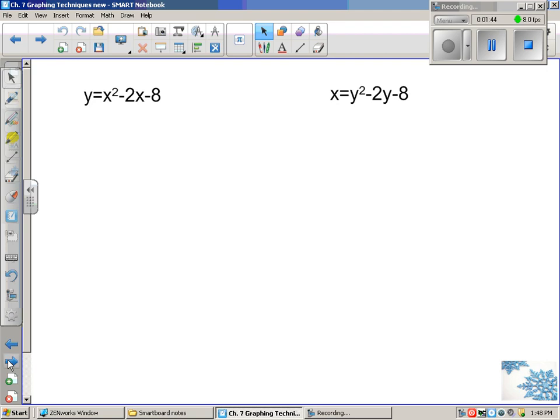One, of course, says y equals x squared minus 2x minus 8, and the other one says x equals y squared minus 2y minus 8. So the only difference that you see is that the x and the y are switched around. One option for you is to actually solve it using the format that you're used to, and some of you will find that that's much easier.